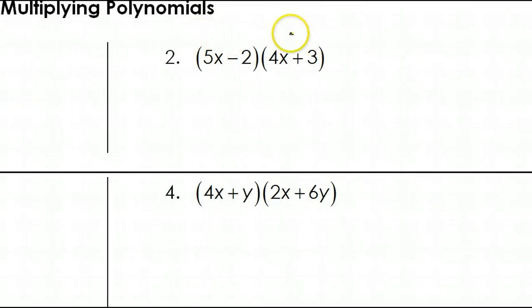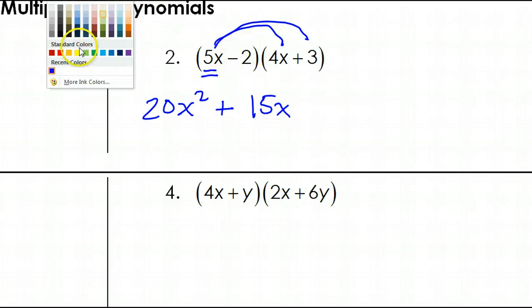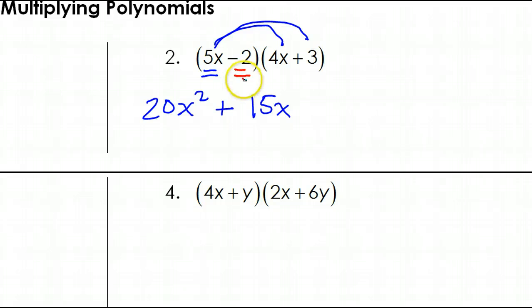Number 2, we have to do this sort of a double distributive property. So I start with the 5x and I ignore the negative 2. So if I distribute that, 5x times 4x is 20x squared. 5x times 3 is going to be 15x. Then I distribute the negative 2, so ignore the 5x now. Negative 2 times 4x is going to be negative 8x, and negative 2 times 3 is negative 6. Of course, we will then combine like terms.